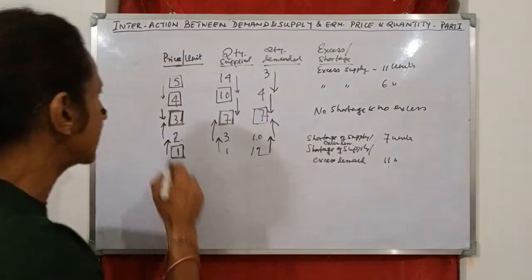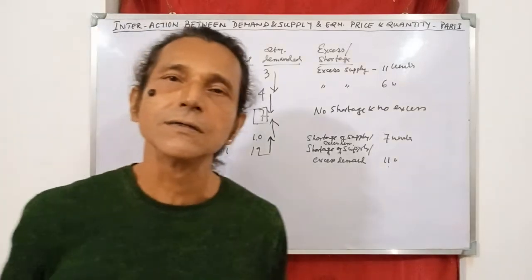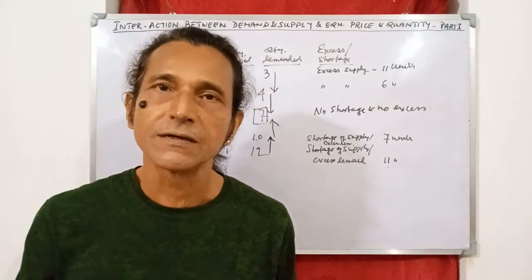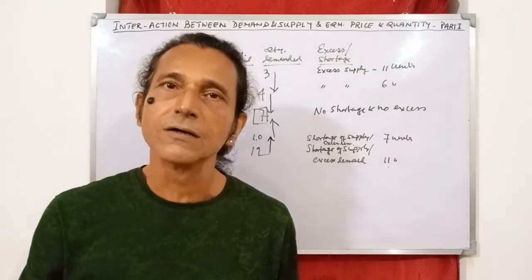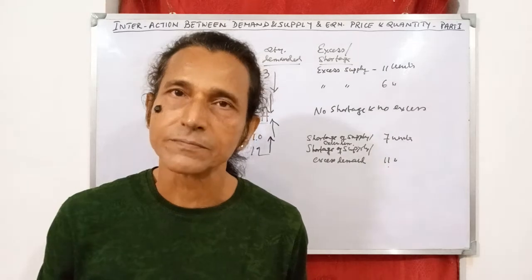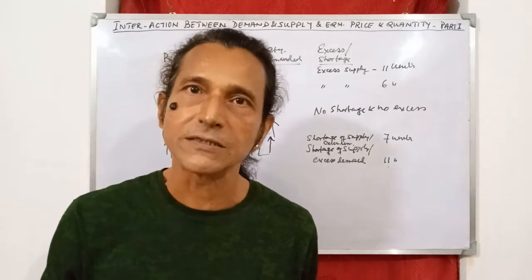That means at all other prices, either demand is more than supply or supply is more than demand. Equilibrium is reached at that price where quantity demanded becomes exactly equal to quantity supplied. That is the reason it is called market clearing price.